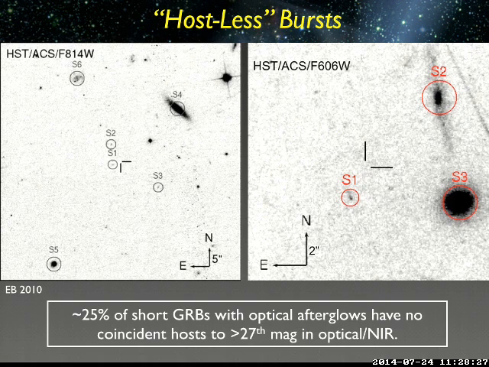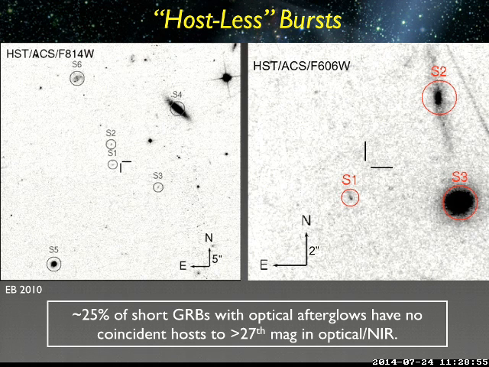Now, before I put all of this together, I want to come back to these events that I called hostless bursts previously. So what's the deal with these sources? So the idea here is that we have optical positions. We have very precise positions for the afterglows. And when we go with HST, both in the optical and infrared, and get very deep observations, we don't see any galaxies at the positions of the afterglows. We see galaxies around those positions, but not exactly at that position.